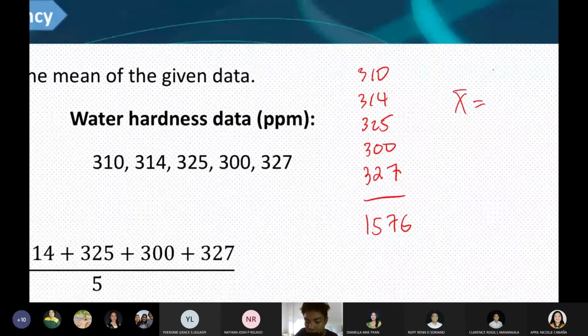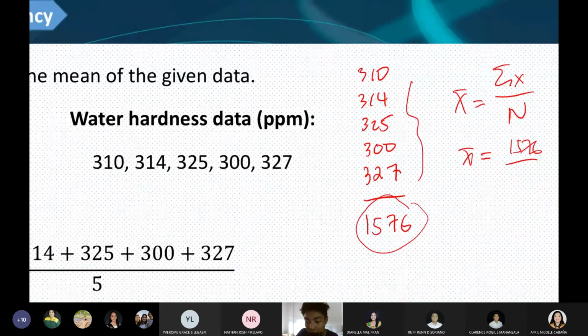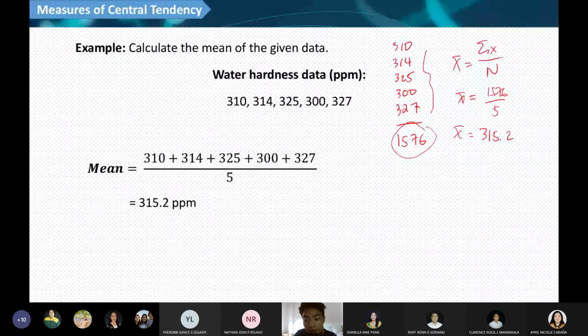Okay, so for us to get the mean, so the mean is just x bar equals the sum of x divided by the number of your measurements, okay? So that will be the sum of x is the sum of your measurements. Ito yon, 1576 divided by how many measurements you have. So we have 5 here. So that means x bar is 315.2. Okay? So yan. That's how we solve for the mean. Alam nyo na yan, no? Elementary pa tayo, ginagawa na natin yan.